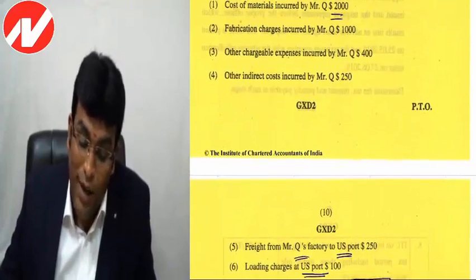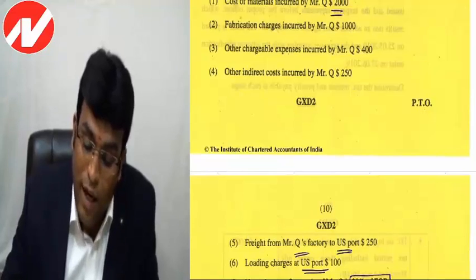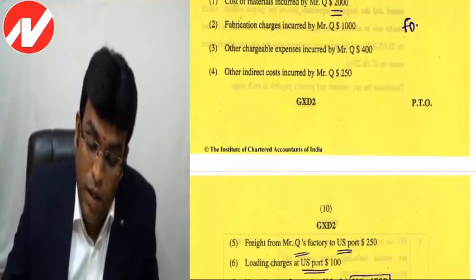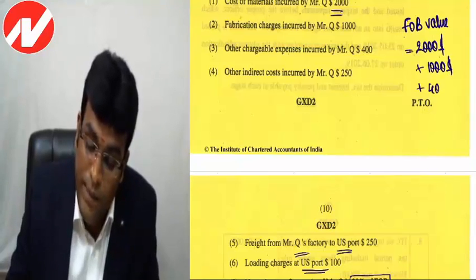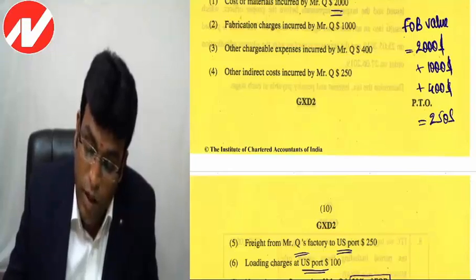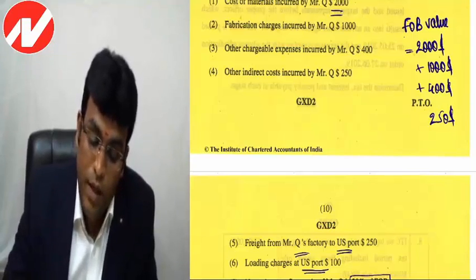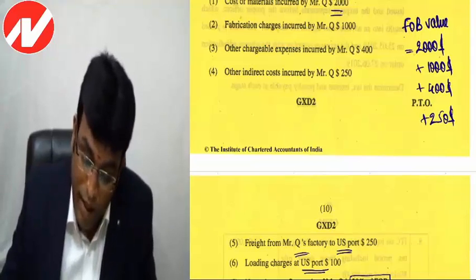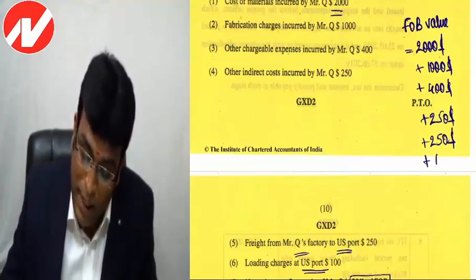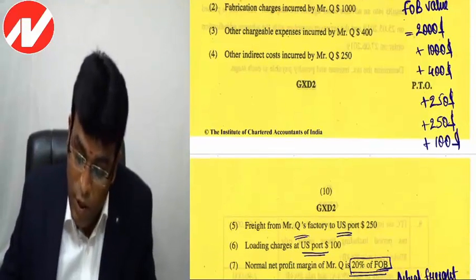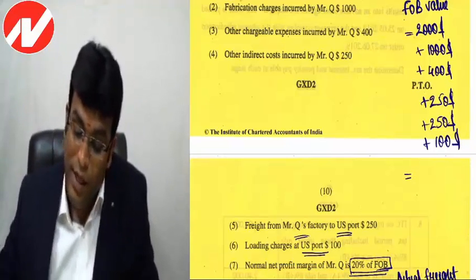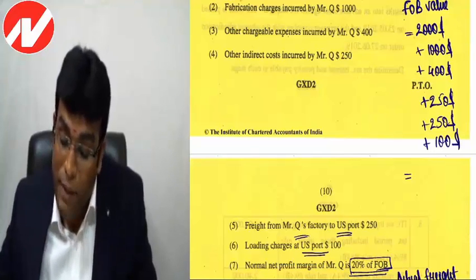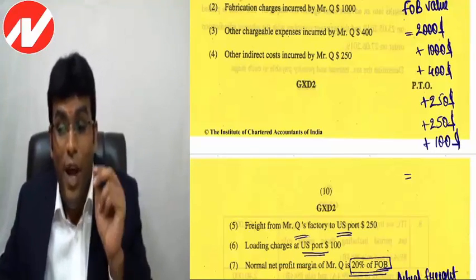So friends, first of all, if we start looking at what is the FOB value, my dear friends, FOB value is nothing but $2,000 plus $1,000, $400, plus $250 plus again $250 plus $100 loading charges. Total FOB value is coming to 2,000, 3,000, 3,400, 3,650, 3,650 plus 250, 100, 4,100, my dear friends.